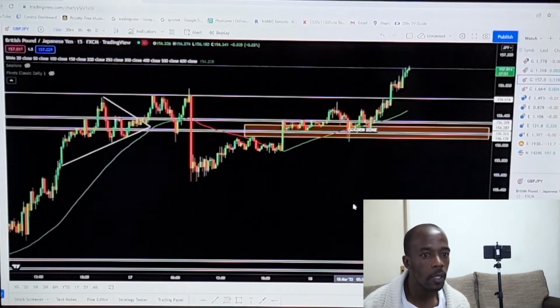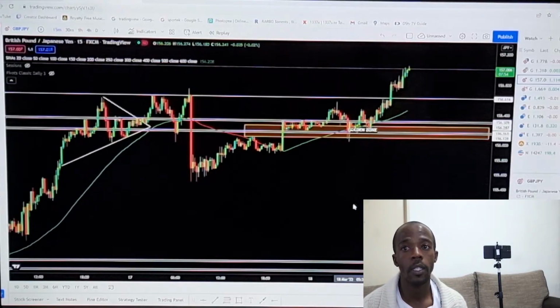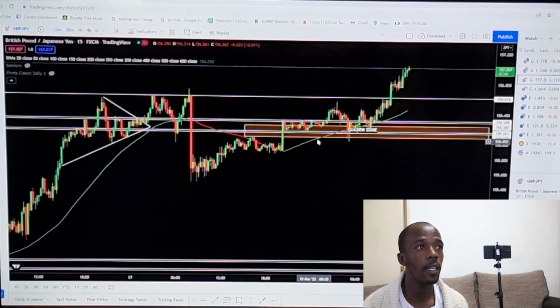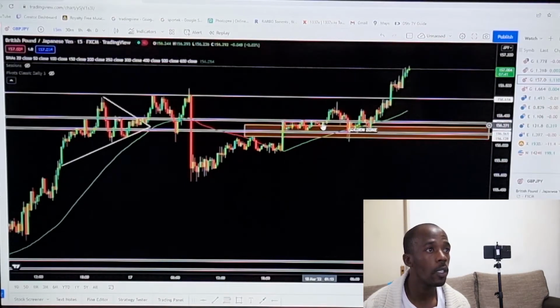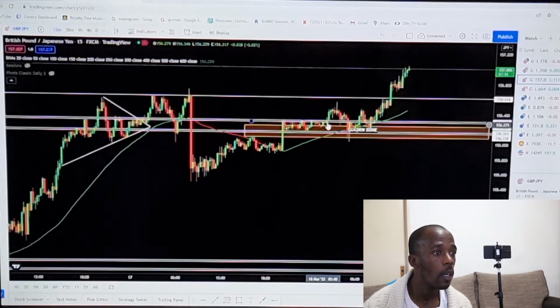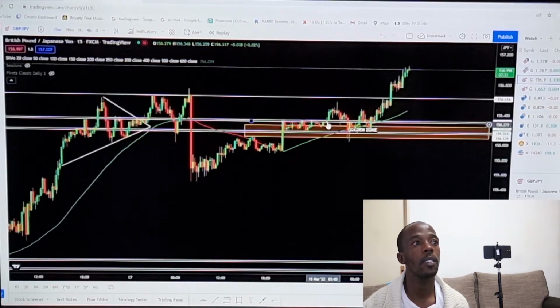Okay guys, what's the time now? It's 22 minutes past 6. I just want to give you a quick update about our trades from the morning. As I stated, the market was ranging in between this support level and the golden zone. As you can see, at 7:45 the market started to shoot up.